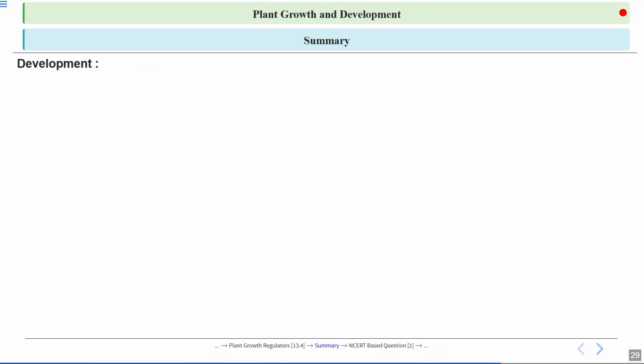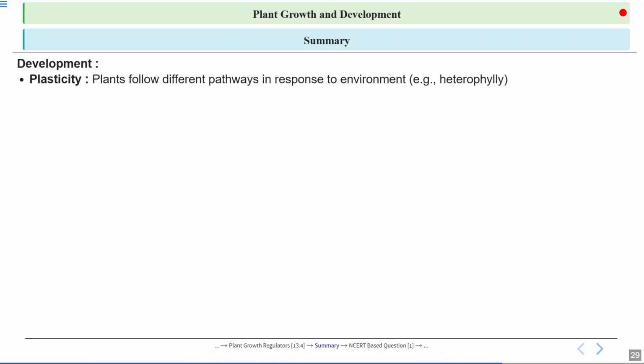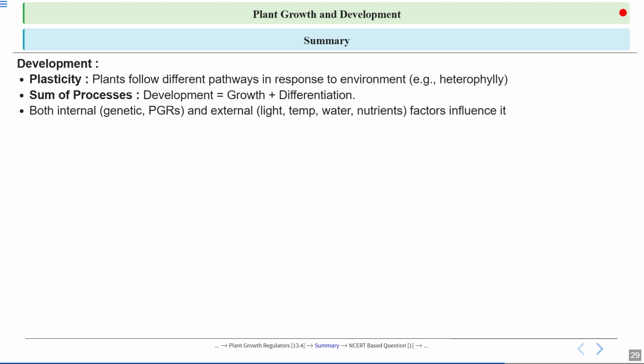Okay, let us see the summary part of today's session. Plasticity. So plants follow different pathways in response to the environment. That is the one example we have seen, that is the heterophylly. Okay. Sum of processes, development we have talked about, growth and differentiation unitedly come under the development. Now both internal factors, that is the genetic and plant growth regulators, and external factors like light, temperature, water, and nutrients unitedly work together to bring about the development.